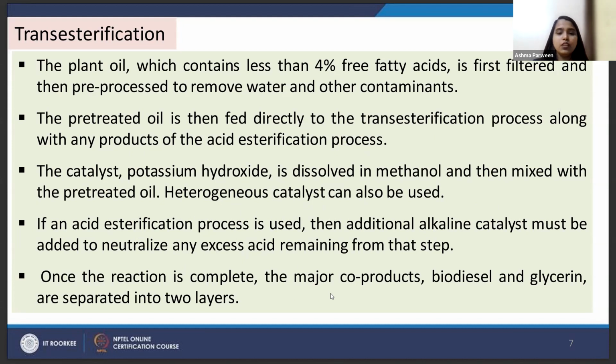esterification. So once the transesterification process is complete, the major co-products are biodiesel and glycerin, and these are separated in two layers because of difference in their density.